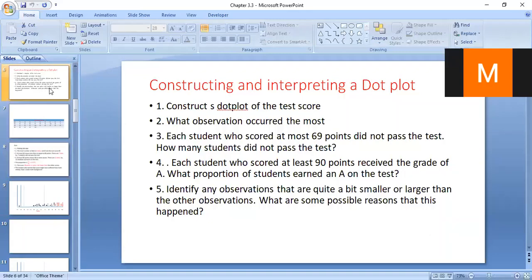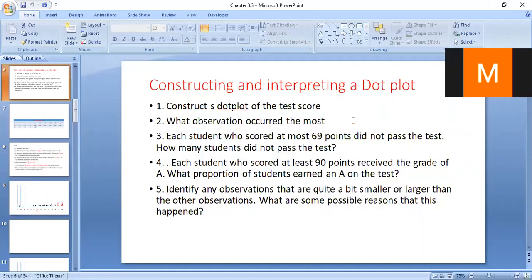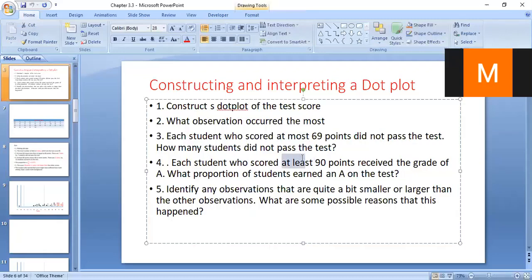Any question about this example? You look at this, you can see everything and you can answer all 5 questions. Pay attention to "at most" and "at least". At most means smaller, up to this point, 38 points. At least means 90 and larger, bigger. That's it, at least.